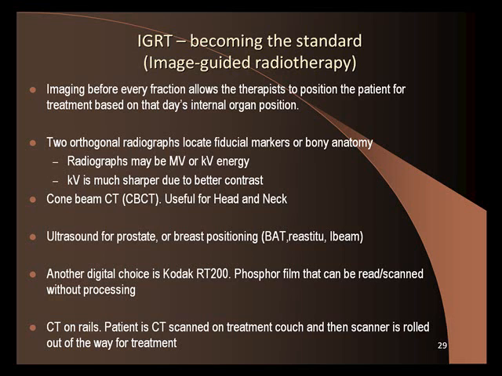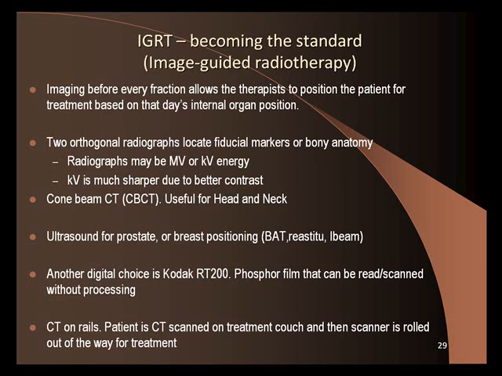Another one that's not very common is CT on rails. And what this is, there's a CT scanner inside your radiotherapy room. Okay? So you bring the CT scanner around the patient, you just do a CT scan, and then you bring the CT scanner out and you treat the patient. Okay, after you've determined the position of the organ.